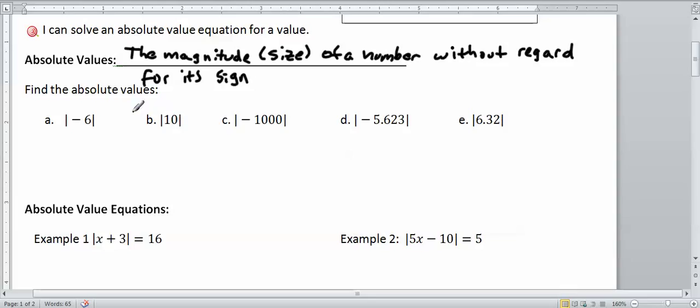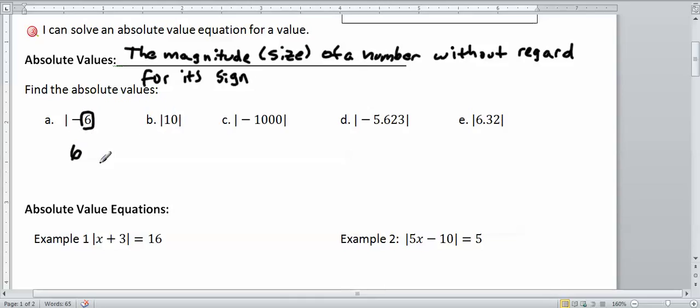So when we take the absolute value of a number, we basically just ignore the sign. We want the size of that number. How big is it? What is its absolute value? Okay, so looking at my examples here, I've got A, the absolute value of -6. The size of that number is just 6. So the absolute value of -6, I'm going to remove the sign and it's going to be 6.